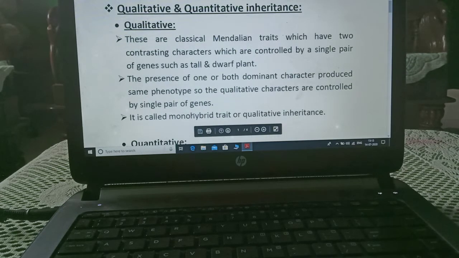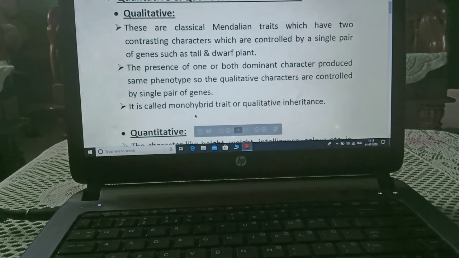These are classical Mendelian traits which have two contrasting characteristics and which are controlled by a single pair of genes, such as tall or dwarf. The presence of one or both dominant characteristics produces the same phenotype, so the qualitative characters are controlled by a single pair of genes and it is called monohybrid trait or qualitative inheritance. As we know, in a monohybrid trait only a single characteristic is utilized.